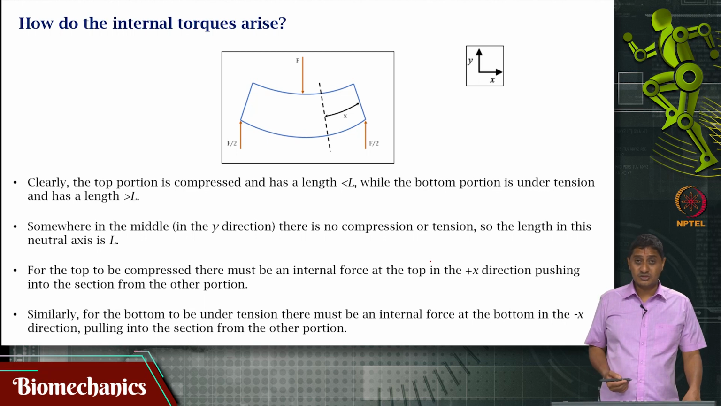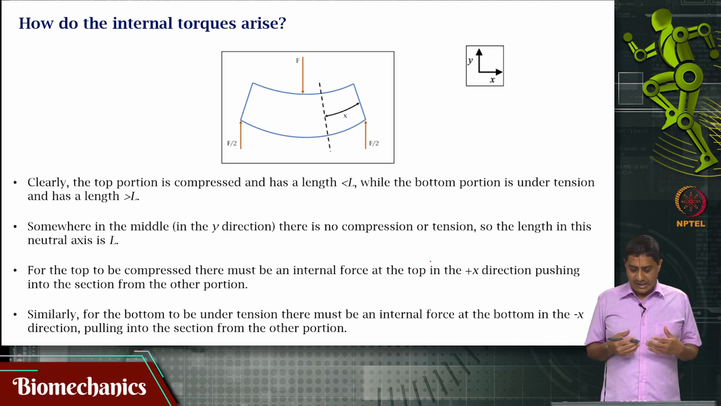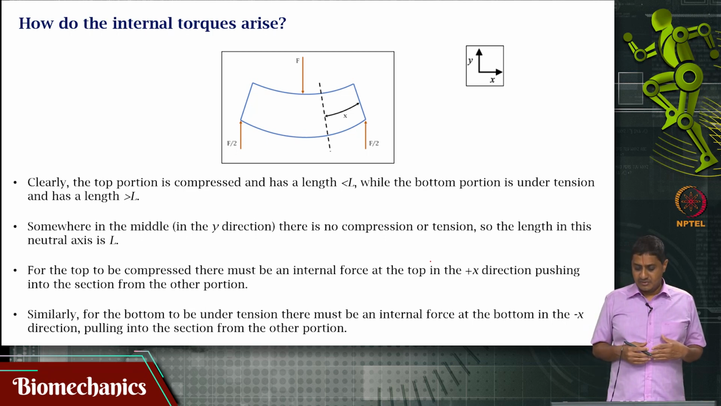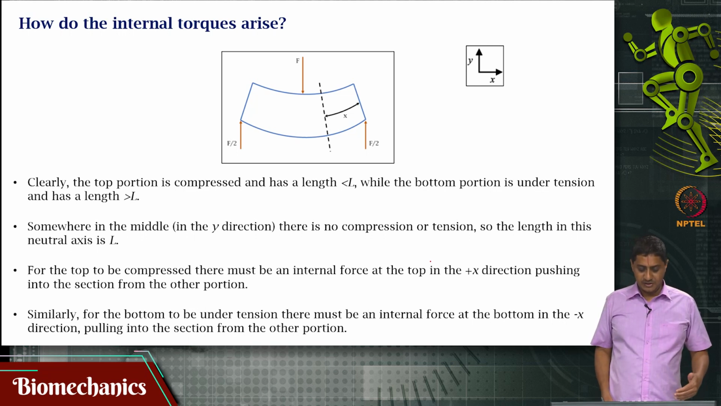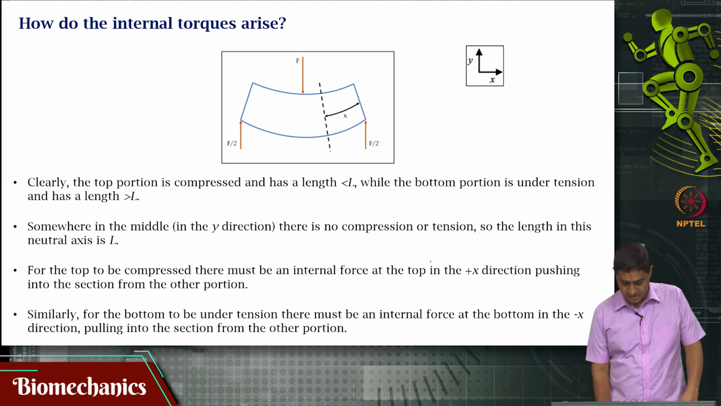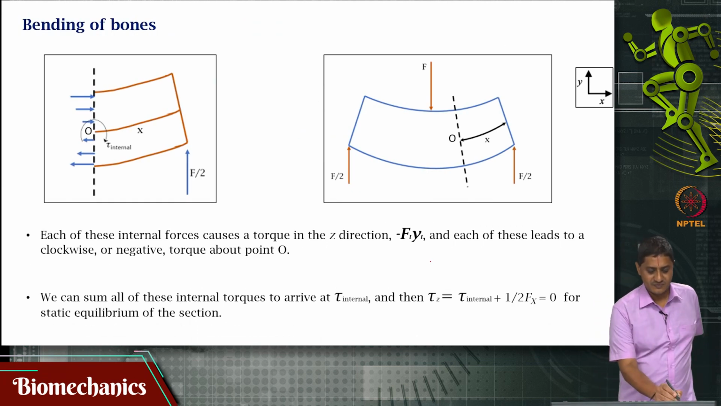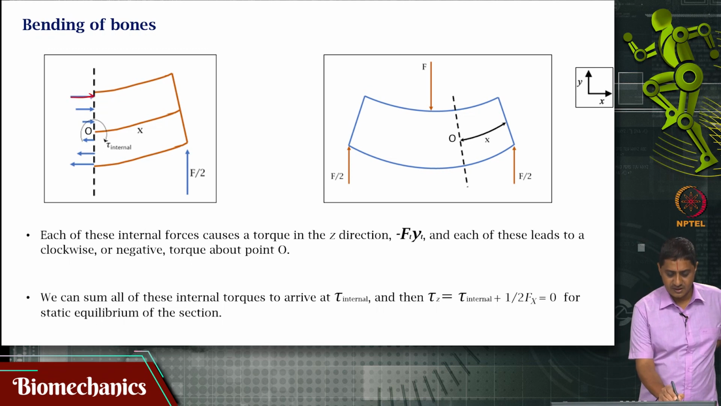For the bottom portion to be elongated, to be under tension, the internal force at the bottom must be in the negative x direction, pulling into the other section like this. So, in the top these are the forces, and along the neutral line the force is 0.